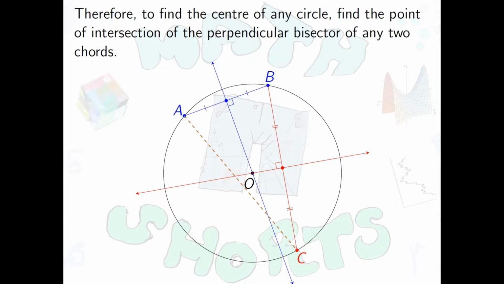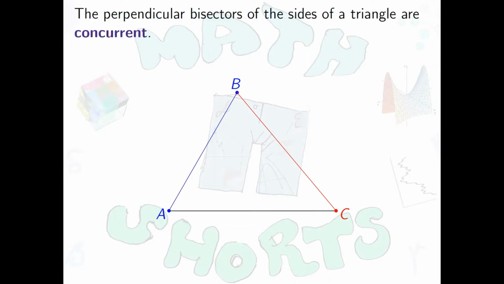Now, you may have noticed that we've got one extra chord here, and if I joined up A and C, because the center is on the perpendicular bisector of this one as well, because it's equal distance from A and C, I've created a triangle within a circle. Now you might ask yourself, is this always possible? And it turns out it is.